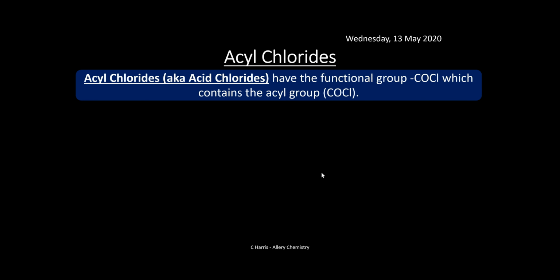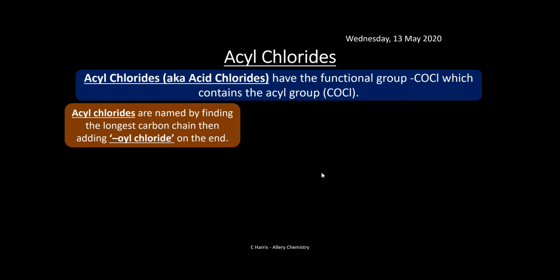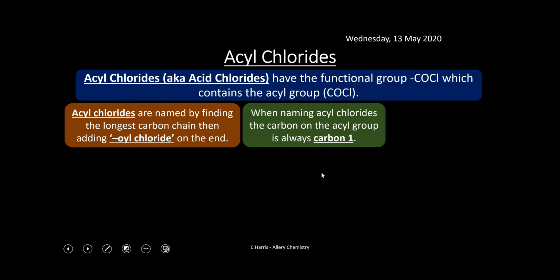So let's move on to, I suppose, the last part to do with the derivatives of carboxylic acids. So acyl chlorides, also known as acid chlorides, have the functional group COCl, which contains the acyl group. Acyl chlorides are named by finding the longest carbon chain and then adding oyl chloride on the end. Okay, so we've seen this a little bit before earlier on in the video.